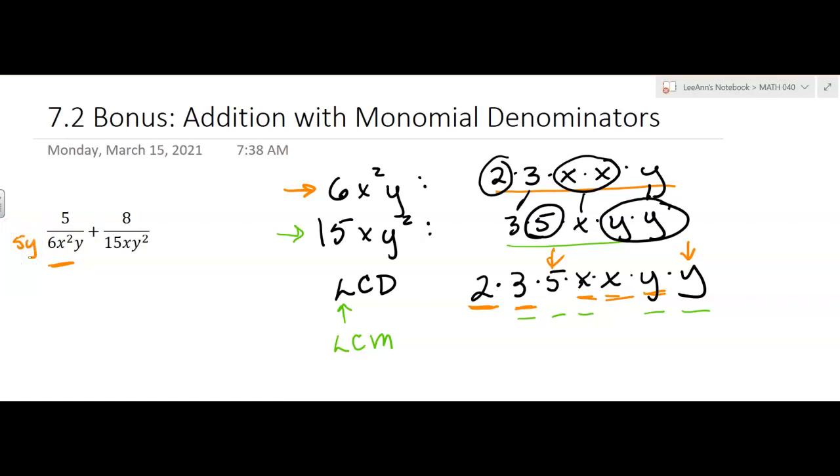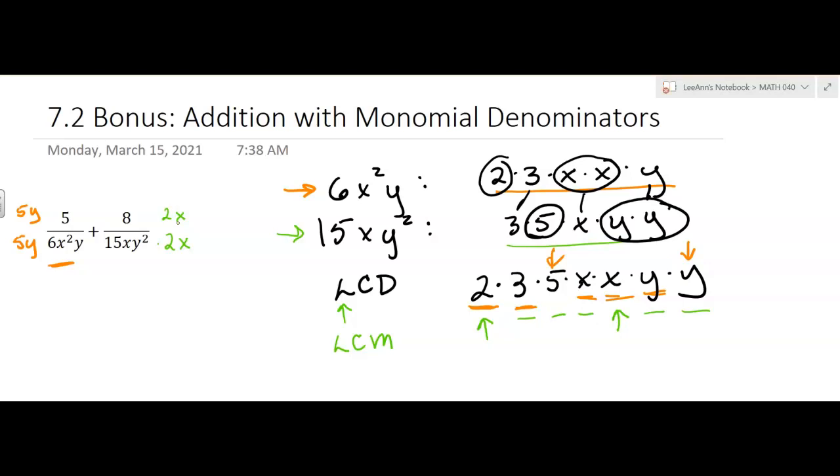When I multiply in the denominator, I also multiply in the numerator. Now I'm going to do the same thing for the 15xy squared. So look at what I have and what's missing, the 2 and the x. So I'll be multiplying by 2x. And again, whatever I multiply in the denominator, I also multiply in the numerator. Okay, that gets us started.